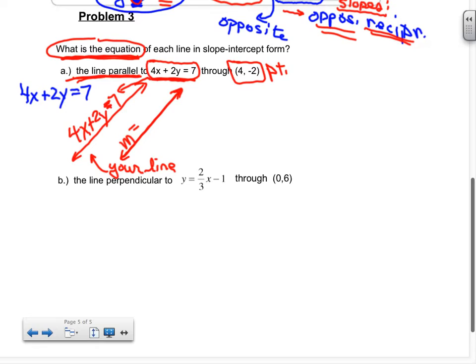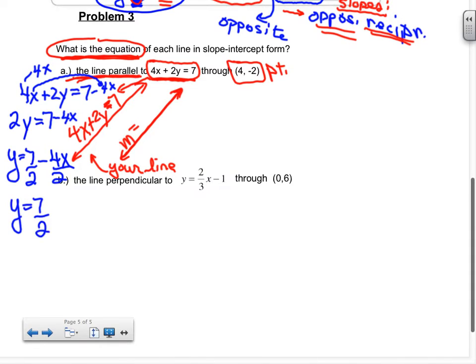To get the slope, I would solve for y. Move this over here. 2y equals, and how do you move it over? Minus 4x. So you're going to get 7 minus 4x. Divide by 2. y equals 7 over 2 minus 4x over 2. And you end up with this. 7/2, that's the y-intercept. Here comes the slope right here. So the slope is negative 2, which would mean your slope is negative 2.